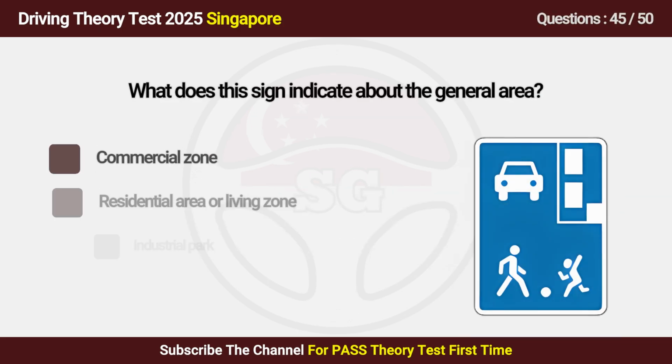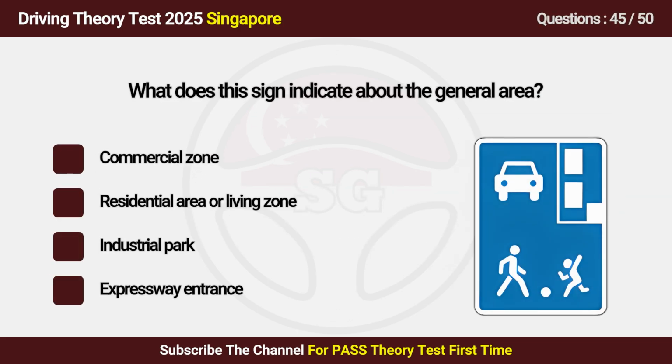Question 45. What does this sign indicate about the general area? A. Commercial zone. B. Residential area or living zone. C. Industrial park. D. Expressway entrance.